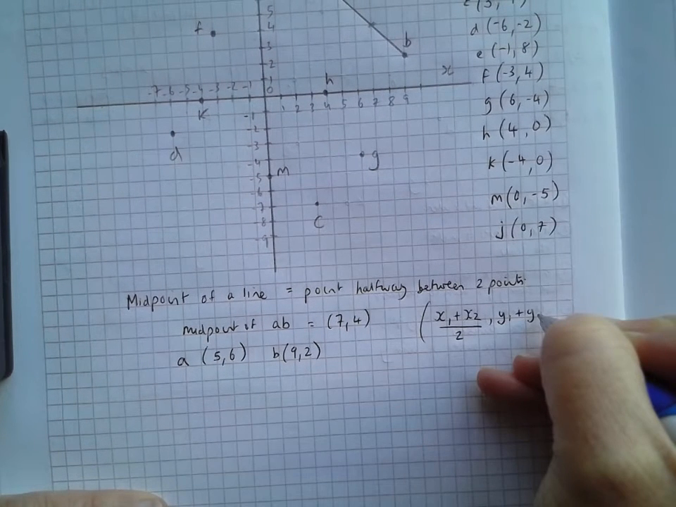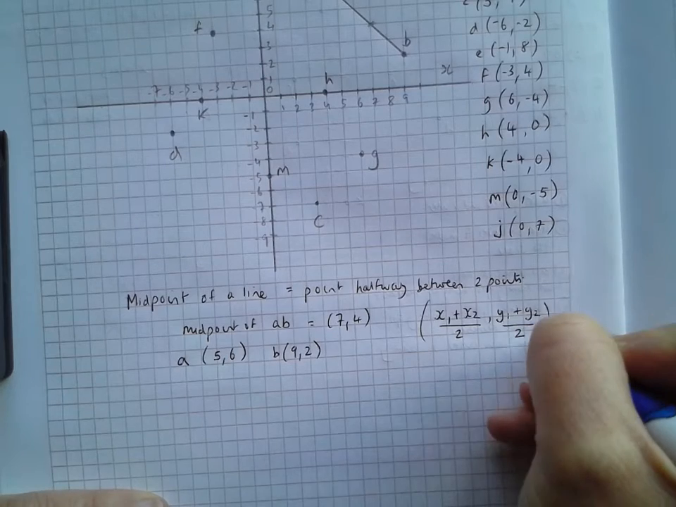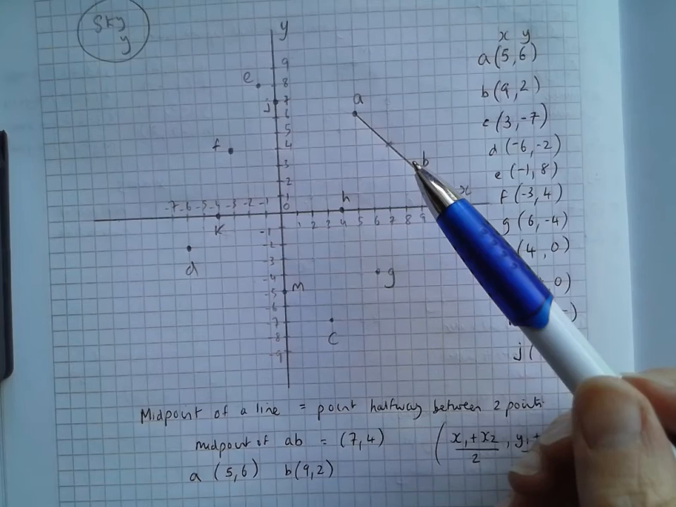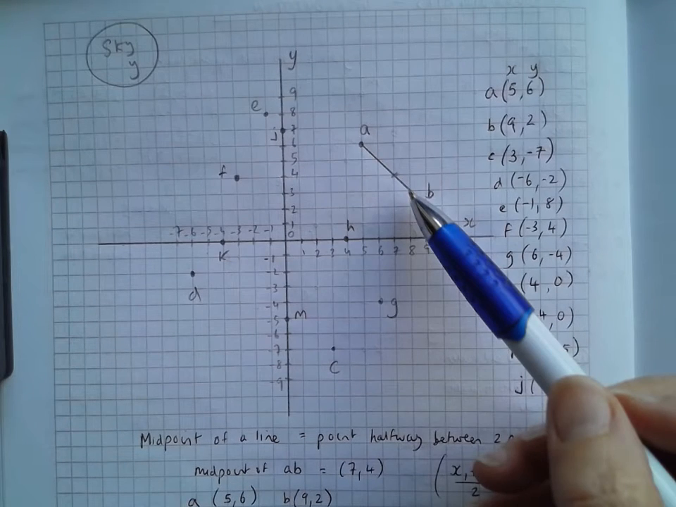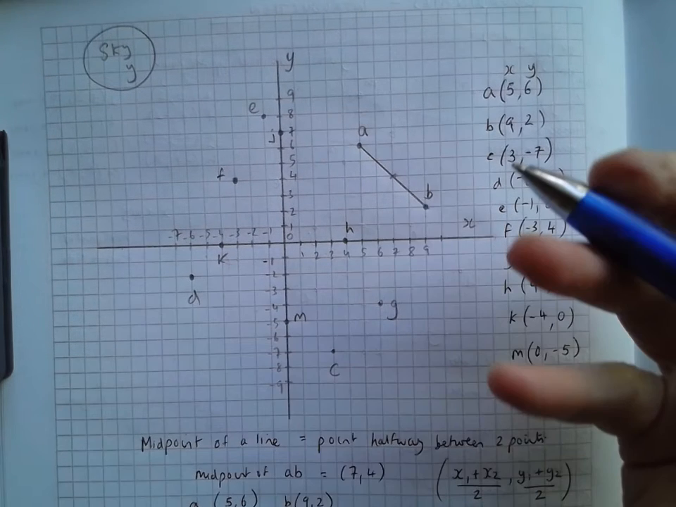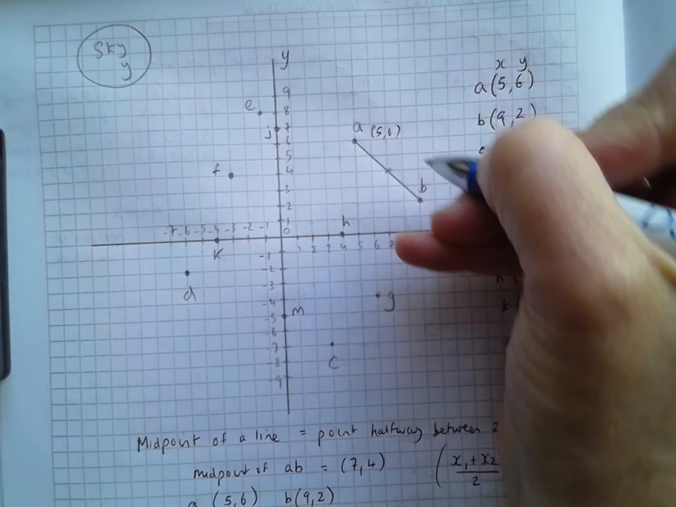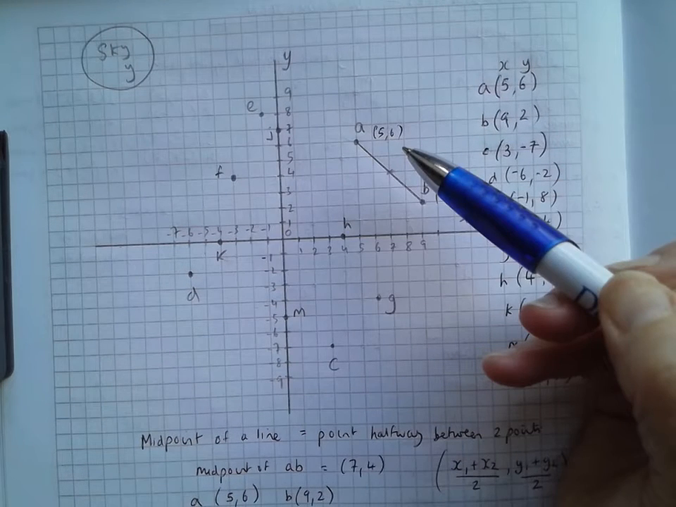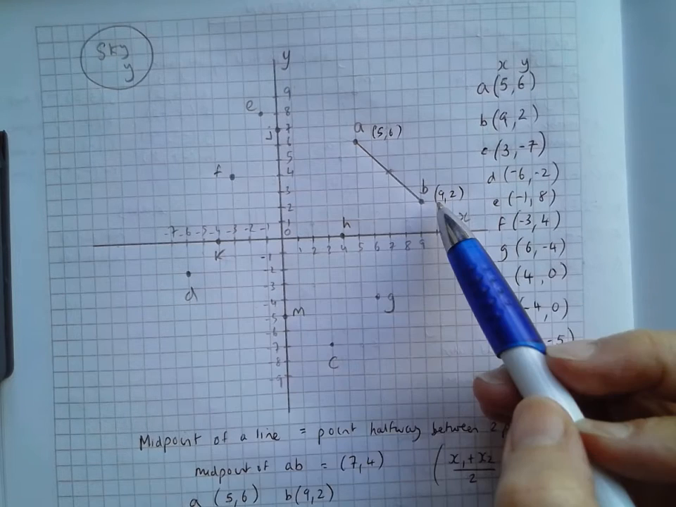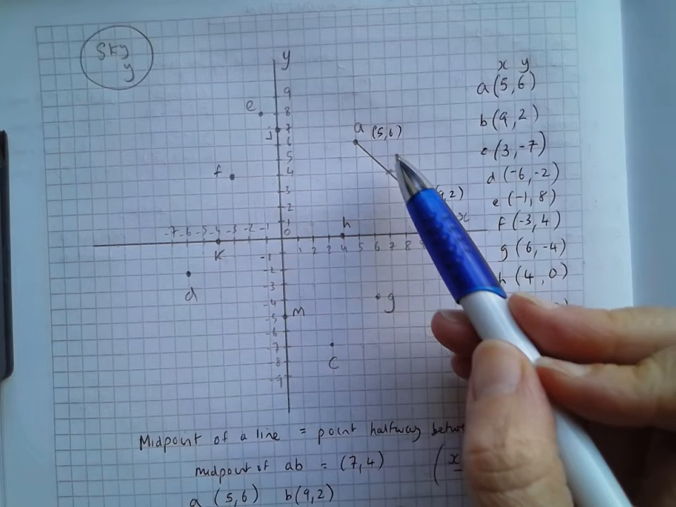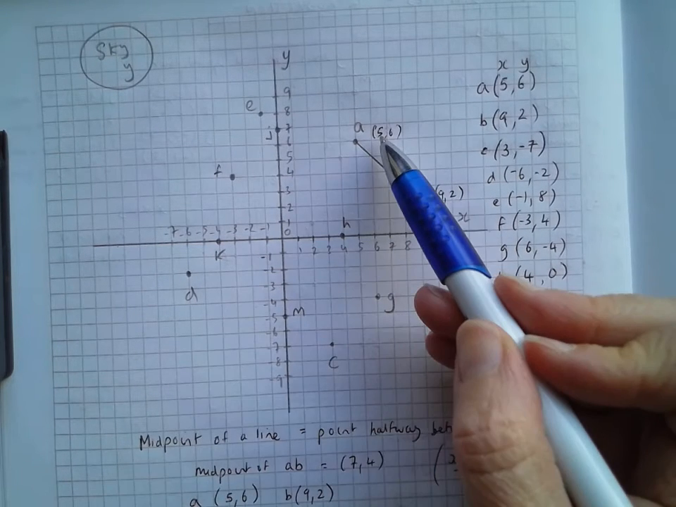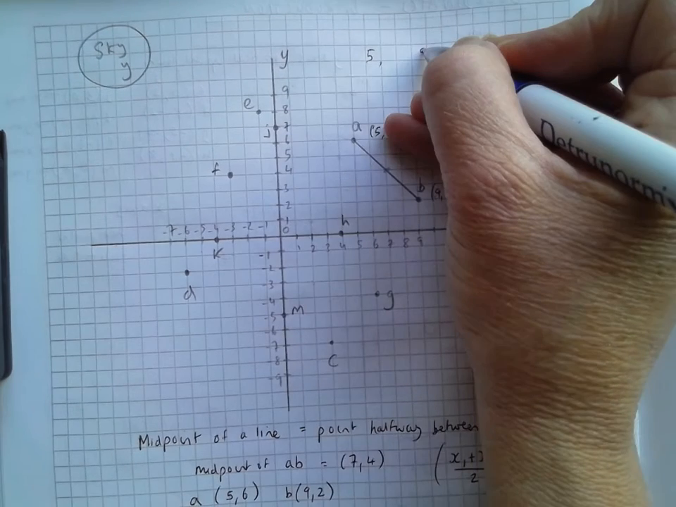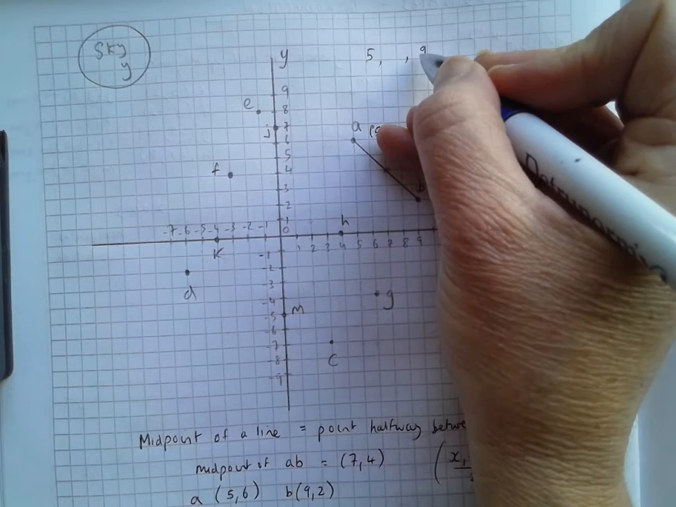Now, you will be told these formulas, and you'll be told the formula for the slope, but let's just think about them first of all. We're trying to find a point that's halfway between these two. The A value was 5, 6, and the B value was 9, 2. So what I'm asking you is, what number is halfway between 5 and 9? Let's just think about that. Hopefully you can see that the number that's halfway between the two of them is 7.